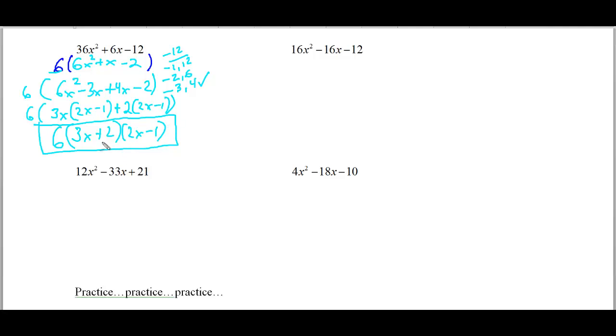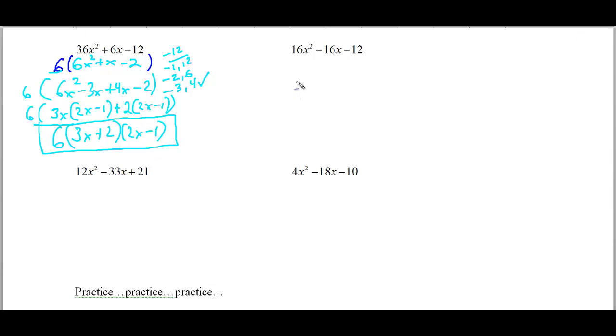One little last comment about this though, if I'm to put the 6 into this problem again, you only give it to one set of parentheses. It does not get into both. So this would be either 18x plus 12 with the 2x minus 1, or it would be the 3x plus 2 and the 12x minus 6. You don't multiply both of these binomials by 6, just one of them. And test that out with FOIL if you doubt my words here.